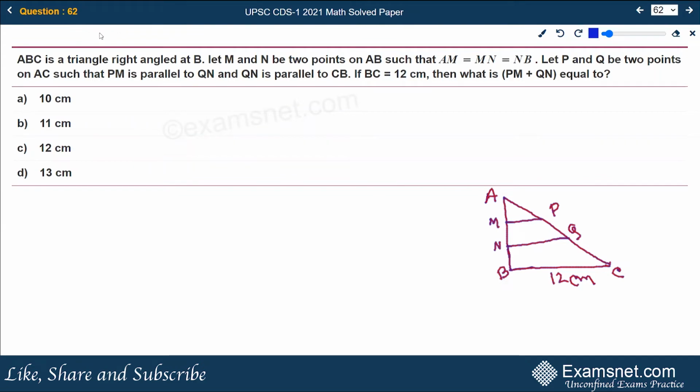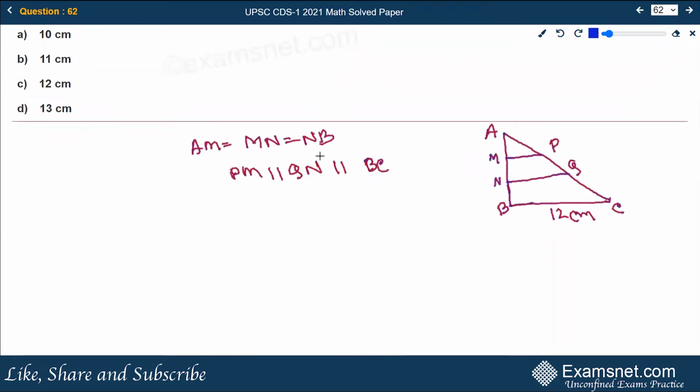In question number 62, we are given that ABC is a triangle, right angled at B. Let M and N be 2 points on AB such that AM equals MN equals NB. So these 3 parts are equal. Let P and Q be 2 points on AC such that PM is parallel to QN and QN is parallel to BC. If BC is 12 centimeters, then what is the value of PM plus QN? Since these 3 are equal, we can assume each of them as x units. Now consider triangle AMP and triangle ABC. These two triangles are similar.